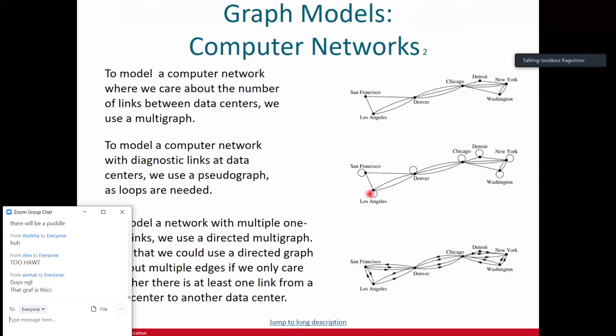So the multiplicity of the edge Denver, Chicago is what? Two, right? Same, the multiplicity of the edge Chicago, Denver is also two. Okay, the multiplicity of the edge San Francisco, Denver is... I didn't see that arrow properly. So the multiplicity of the edge Denver, San Francisco is one. The multiplicity of the edge San Francisco, Denver is two. Everybody okay?